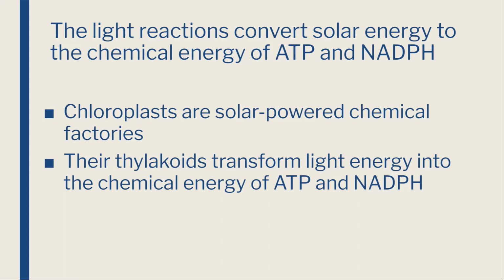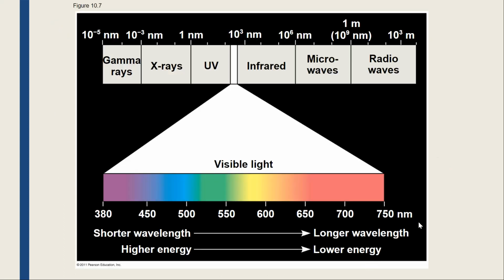So starting with the light reactions, that again is going to convert the solar energy into chemical energy, and that conversion is going to make ATP and NADPH. So the chloroplasts are kind of the solar-powered chemical factory, and their thylakoids are going to transform that light energy into the chemical energy. So in order to understand how that happens, we need to take a quick look at the energy that's coming from the sun.